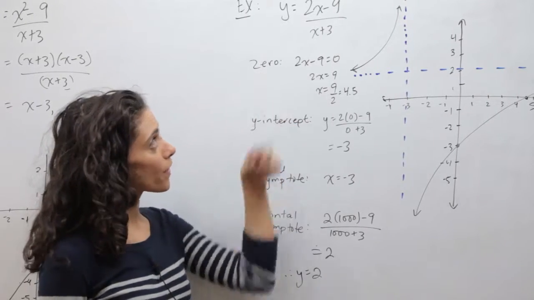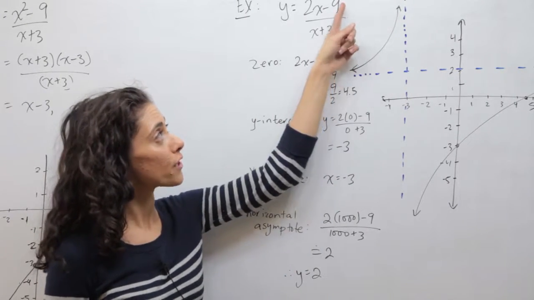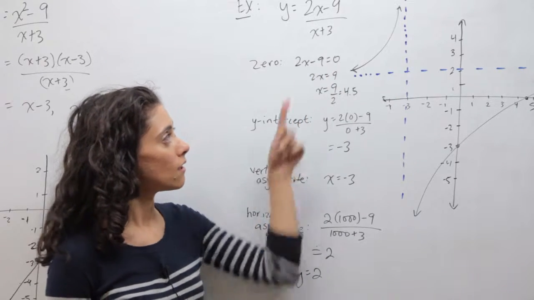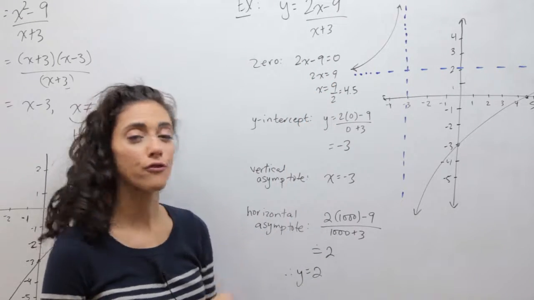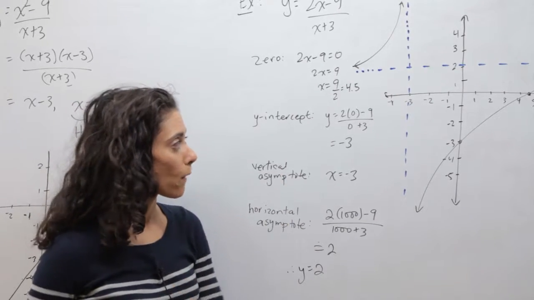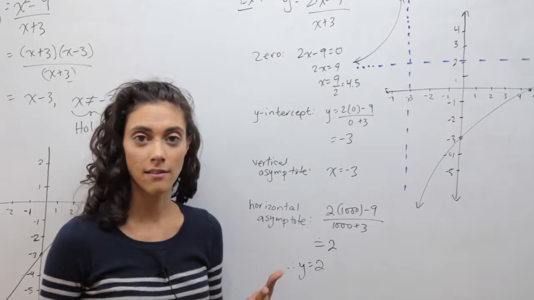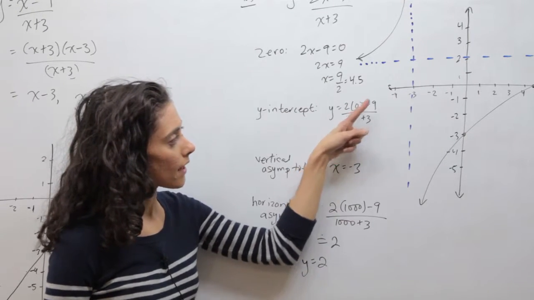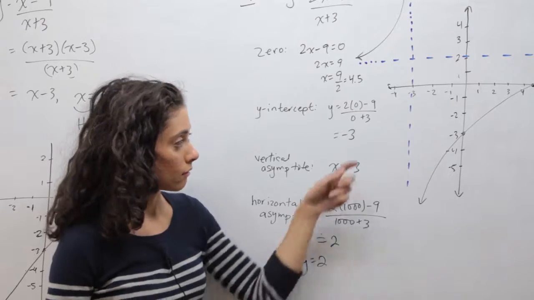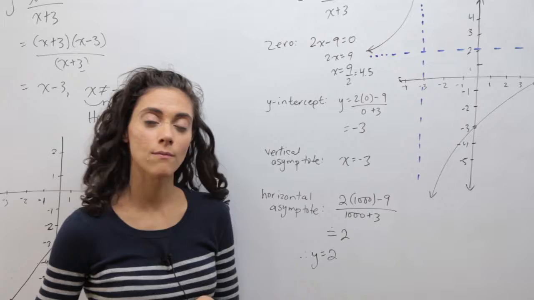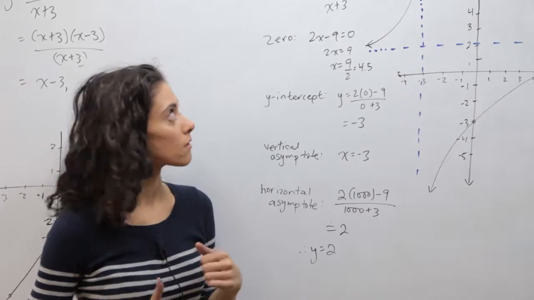To get my zeros or x-intercepts, I set the numerator to 0. When does 2x minus 9 equal 0? Solving that, I get 9 over 2, or 4.5. Next, we can get a y-intercept. Y-intercepts occur when x is equal to 0. Setting x to 0 in my function, I get -9 over 3, or -3. Now the asymptotes. Vertical asymptotes occur when the denominator equals 0.